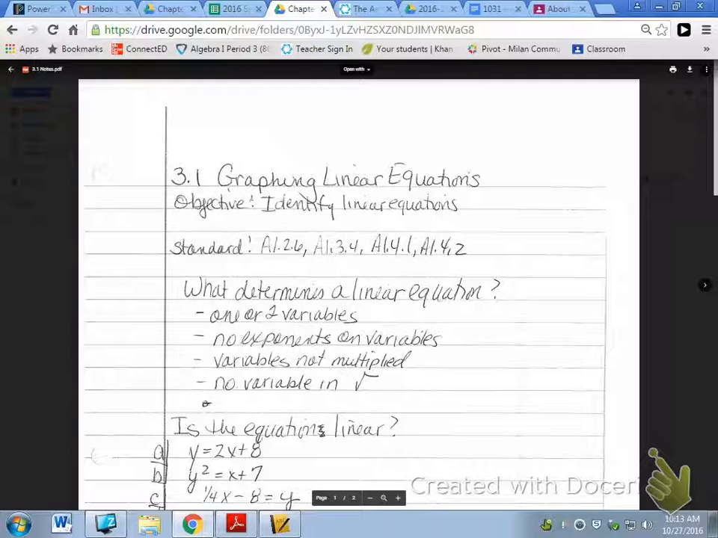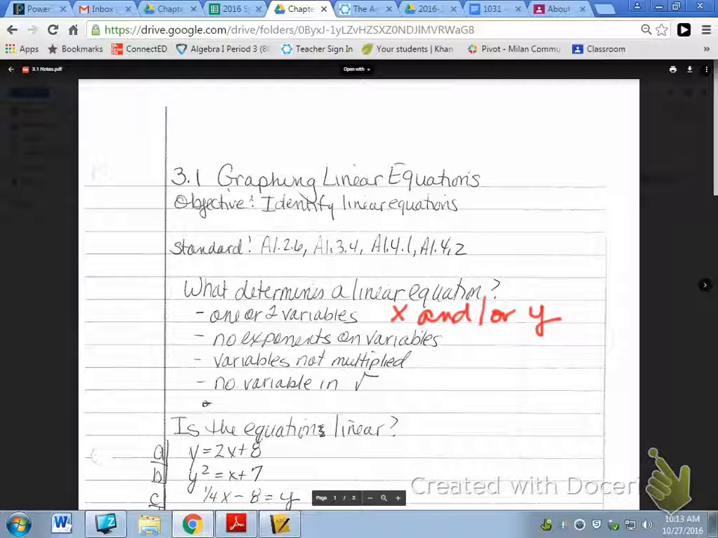The standards from Algebra 1 are 2.6, 3.4, 4.1, 4.2. All right, this list I kind of want to say needs to be memorized or just become very familiar with. These things are required for something to be a linear equation. It may have one or two variables. Generally, those two variables are usually x and or y. It would be very weird if it wasn't, but occasionally a different kind of situation or story problem might use different letters, but usually we're talking x and y.